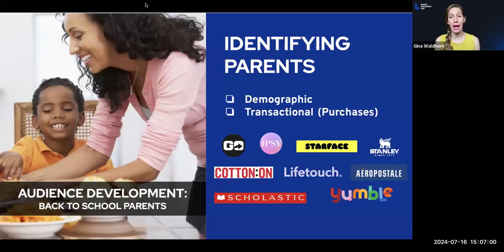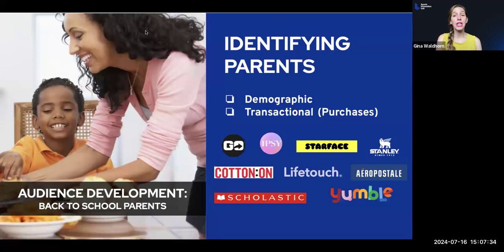And because we can see a parent who's purchasing Aeropostale, Scholastic, Life Touch, which is school photos, Yumble, which is meal kits for children age 6 to 12 years old, Cotton On, Starface. These are brands that when we see those purchases made by parents, we can then organize what kind of parent they are. Do they have Gen Z? Do they have a trendy tween? Do they have a toddler in the household? So validating that demographic with transactional data to build custom segments of parents is our first step.